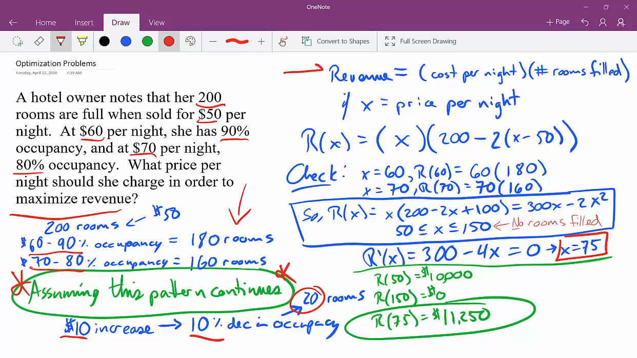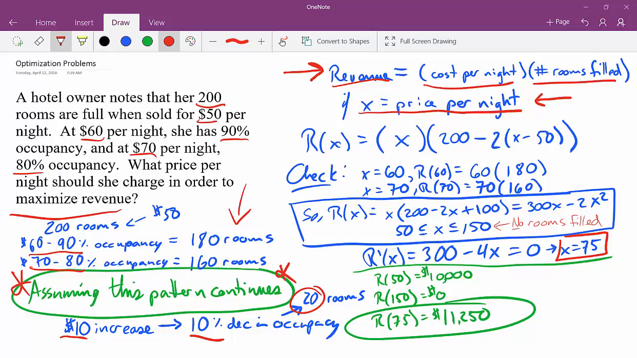First step with any optimization problem is to come up with a function for that which we want to optimize. In this case, we want to optimize the revenue. So revenue, quite simply, for this hotel chain is going to be cost per night times the number of rooms filled, number of rooms paying that cost per night. Next step is come up with a variable for what can change, and in this case, the variable that's changing is the price per night. The hotel owner is changing the price per night. That's the independent variable, and what seems to be changing with it, the dependent variable, is the occupancy level.